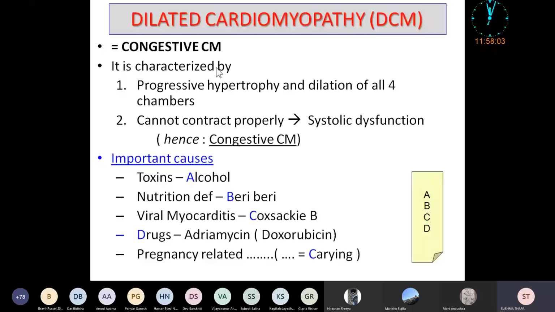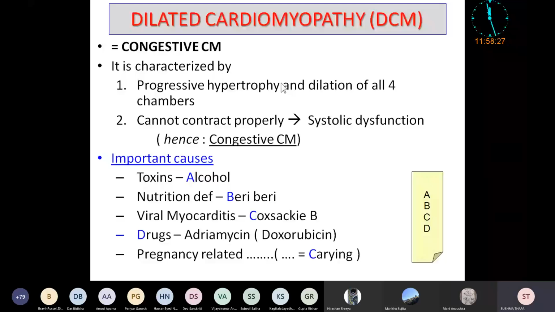Cannot contract means there is systolic dysfunction. Systolic means contraction. So since it cannot contract, there is systolic dysfunction. When there is systolic dysfunction, there is congestion. So that's why it is also known as congestive cardiomyopathy.